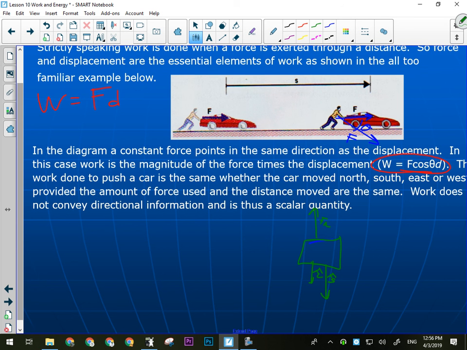Now, here's a weird thing. Force, vector quantity. Displacement, vector quantity. Work, scalar. Energy, scalar. Work and energy are scalar quantities. They do not have direction, yet they are calculated using vector quantities. Why are work and energy scalar?